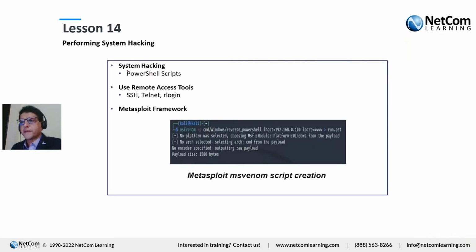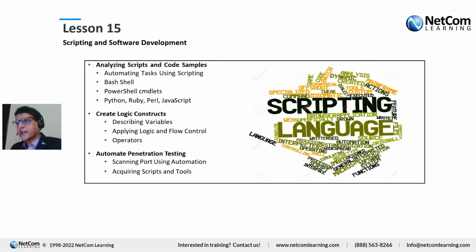Then we'll do system hacking using PowerShell scripts. We'll understand some PowerShell scripts and how we can use them to do system hacking, and how we can use remote access tools for system hacking, like SSH, Telnet, or rlogin for Linux. And this is Metasploit, MSFvenom, a script where I create a reverse shell, I create an exploit, and I send it to the target. The target is going to get connected to me. This is where I can access his machine if that person clicks on the exploit which I'm sharing with him.